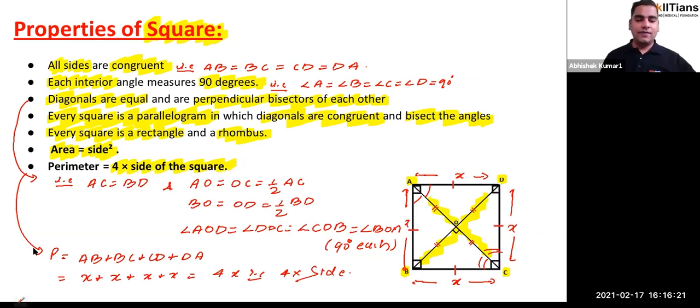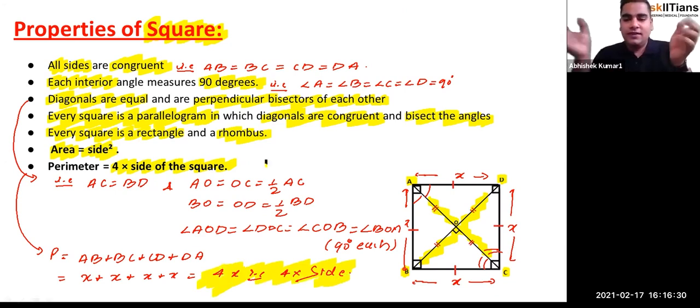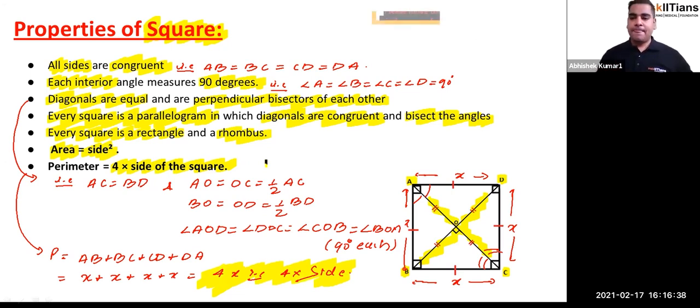These properties are very generic, very trivial in nature, and super easy to remember. The more problems you do, the quicker you will get hold of these properties. Go through it, guys. Please go through it. Let me know if you have any doubt before we move ahead.